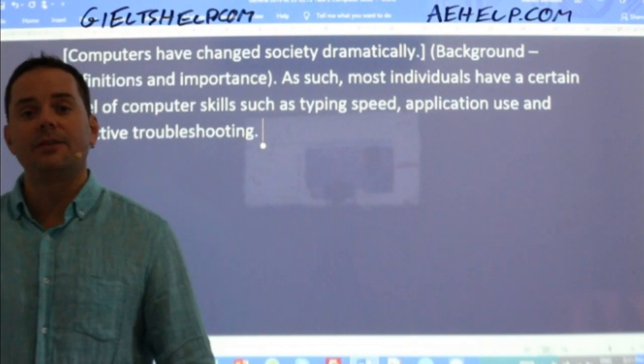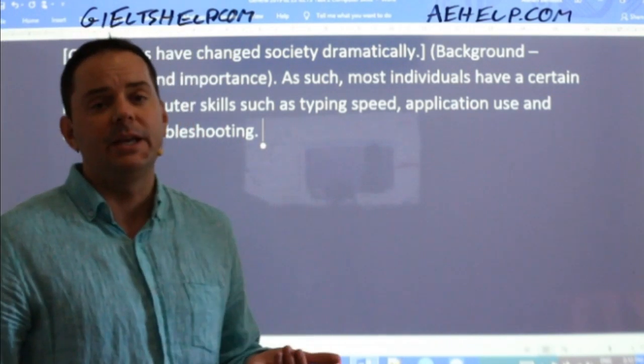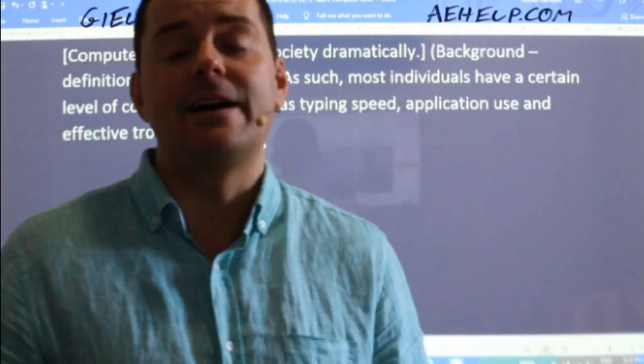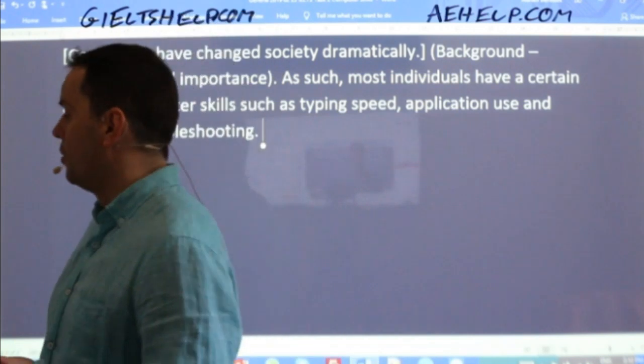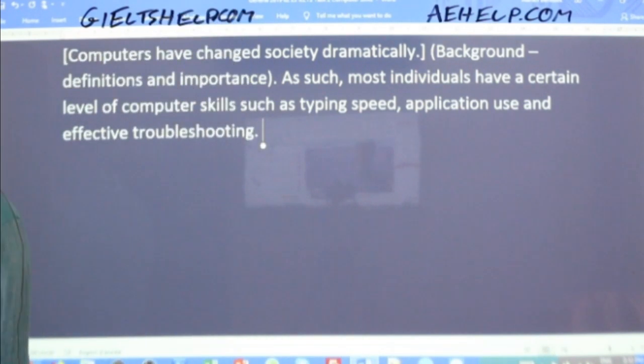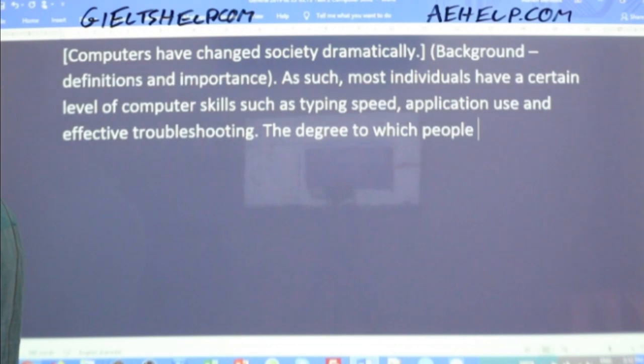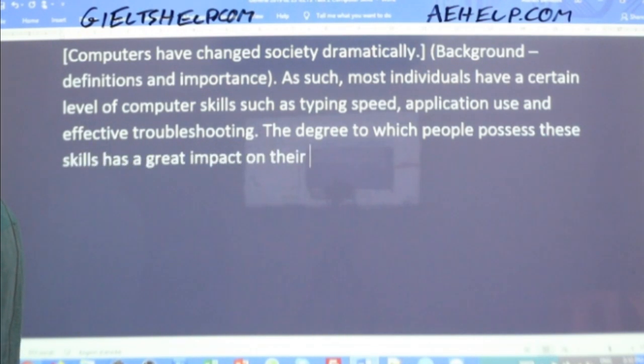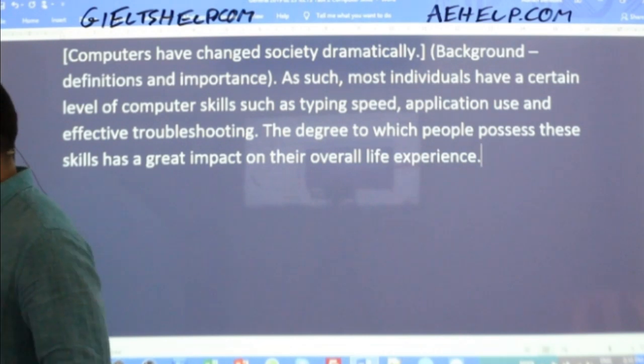All right, what's the importance here? Well, as we said, the actual ability of a person to use a computer does have an impact on their life, right? So that is what we need to write now. The degree to which people possess these skills has a great impact on their overall life experience. Okay, so that's the importance.